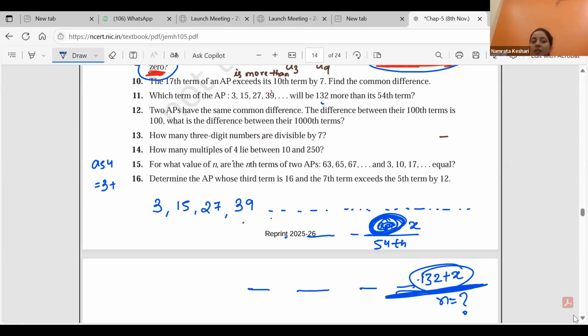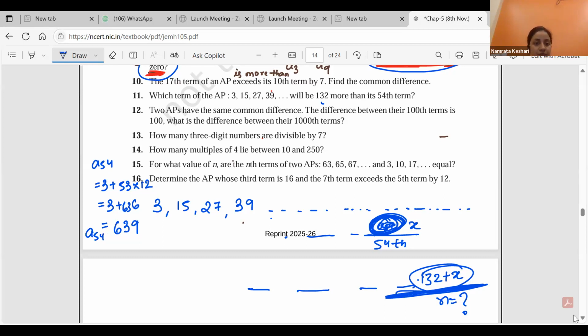We know n minus 1, 54 minus 1 is 53, into d. We know the common difference is 15 minus 3, that is 12. We will be doing the calculation, that is 3 plus 12 times 53: 12 times 3 is 36, 6 carry 3, 12, 5 times 12 is 60, 61, 62, 63. This is what we are getting. 636 plus 3 will be 639. This is our 54th term. इस AP में 54th term 639 है.